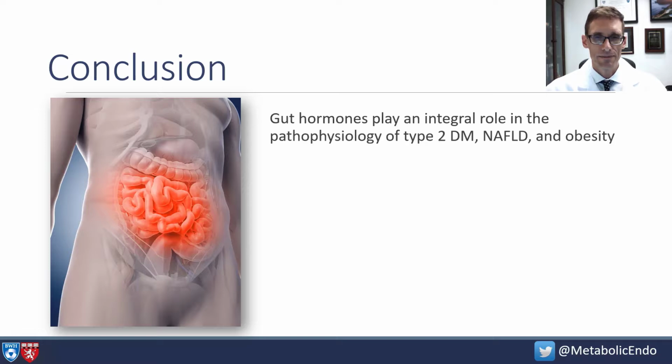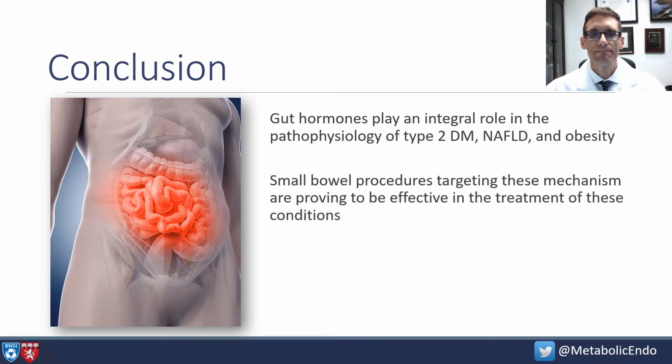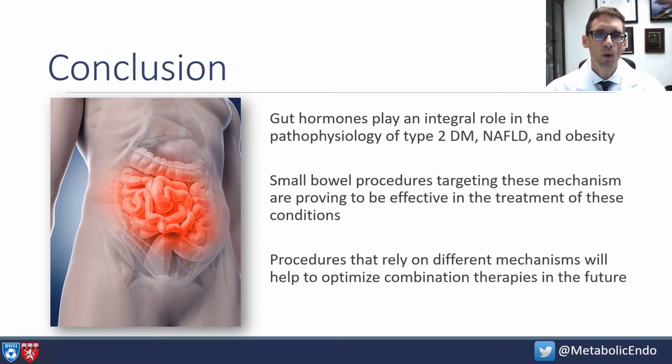In conclusion, gut hormones play an integral role in the pathophysiology of type 2 diabetes, NAFLD, obesity, and other metabolic disease. Small bowel procedures targeting the mechanisms are proving to be effective in the treatment of these conditions. And it's important to understand mechanisms of action and how these devices work, because procedures that rely on different mechanisms will likely help to optimize combination therapies and give us better results in the future.